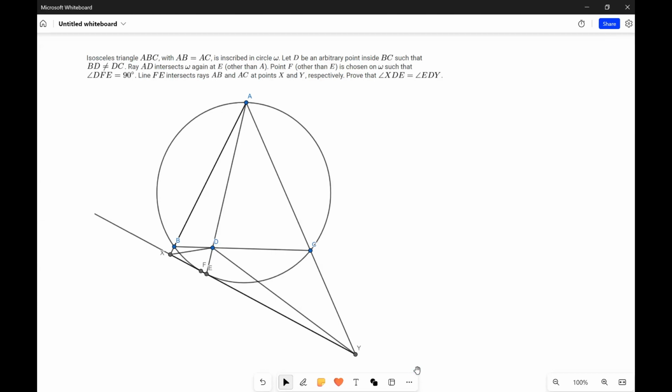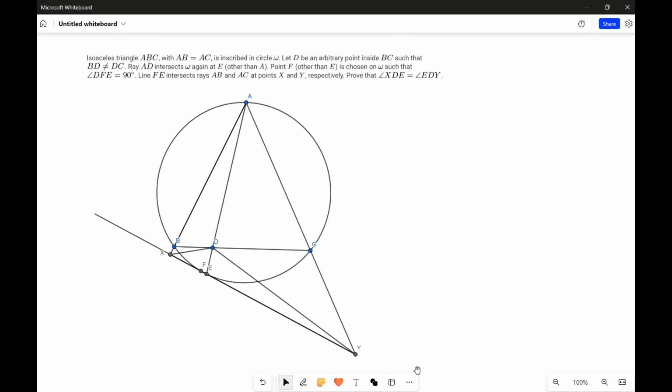Isosceles triangle ABC with AB equals AC is inscribed in circle omega. Let D be an arbitrary point inside BC such that BD is not equal to DC. Ray AD intersects omega again at E other than A.